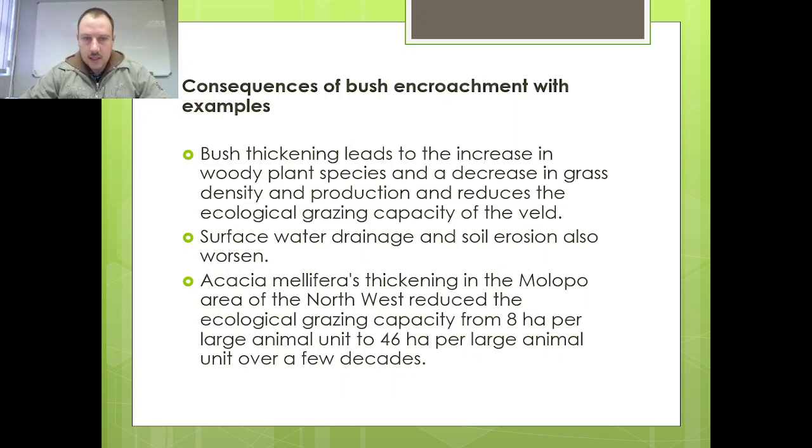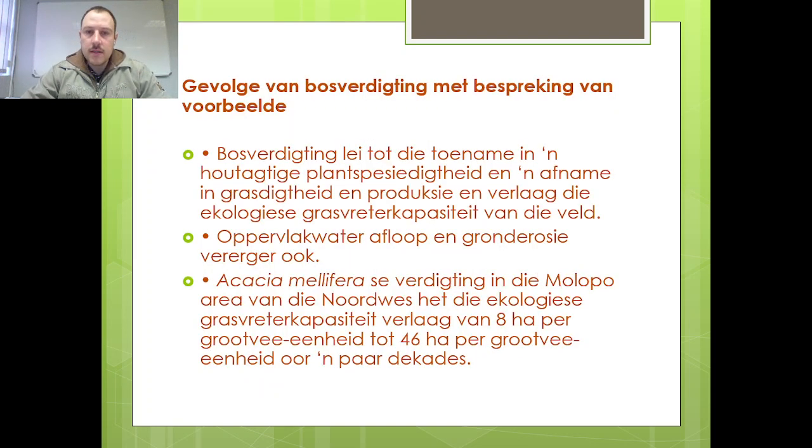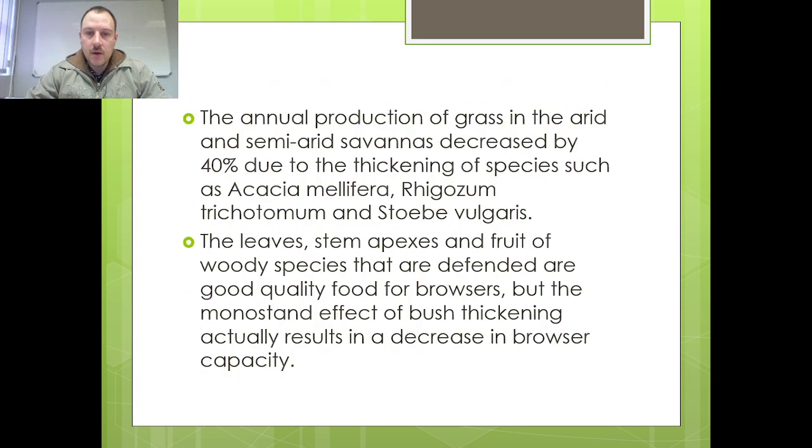The Vachelia and Senegalias thicken. The Malopo area in the northwest reduced the ecological grazing capacity from 8 hectares per large animal unit to 46 hectares per large animal unit over a few decades. That is tremendous, don't you think? It's a good example of the resultant effect of bush encroachment.